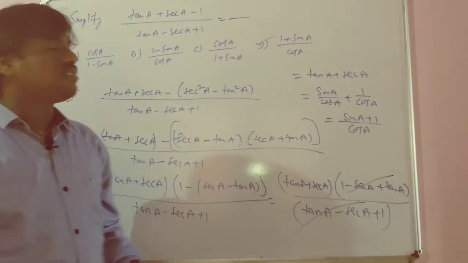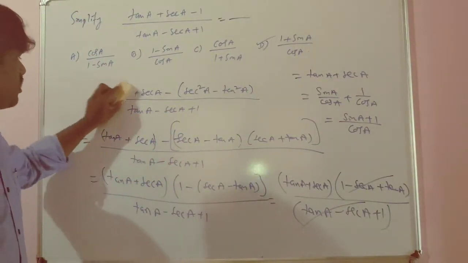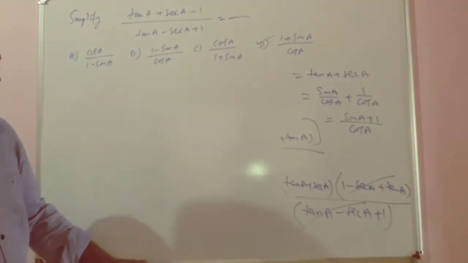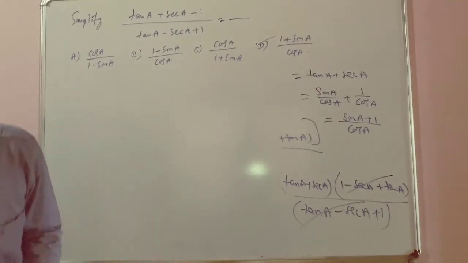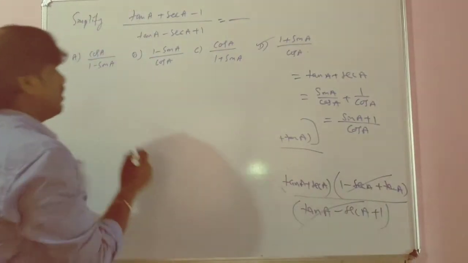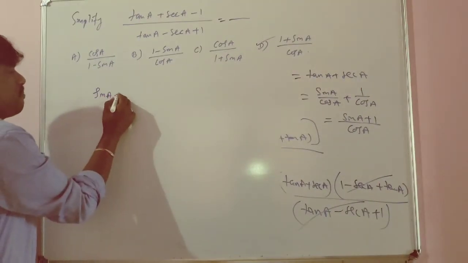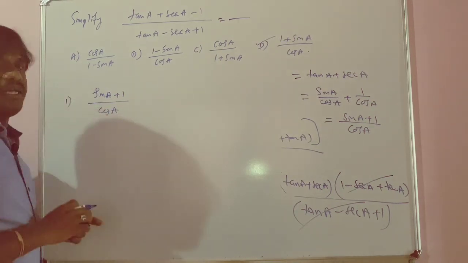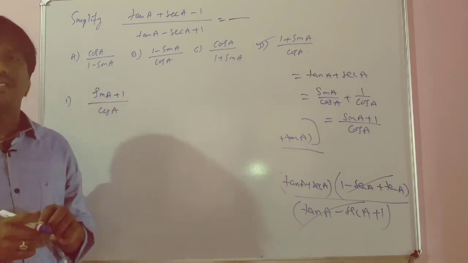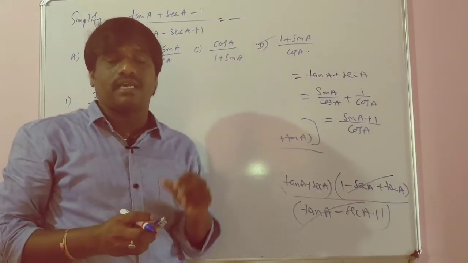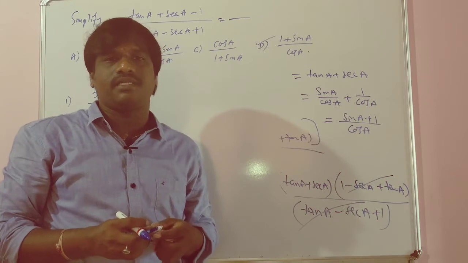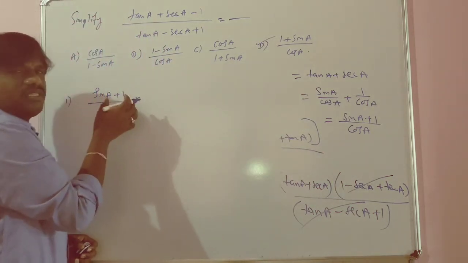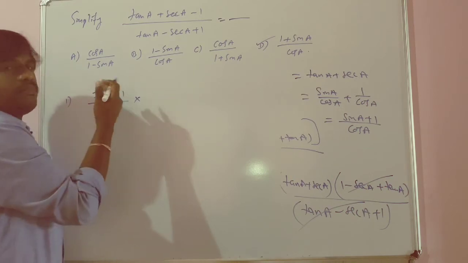Sometimes they may not give this option. Till now, you know how to solve it. For the next option, I'll just pick up this last step, that is sine A plus 1 by cos A. In yesterday's lecture I explained that whenever you have sine A plus 1 or cos theta plus 1, sine theta plus 1, you have to rationalize, that is, multiply by the conjugate.